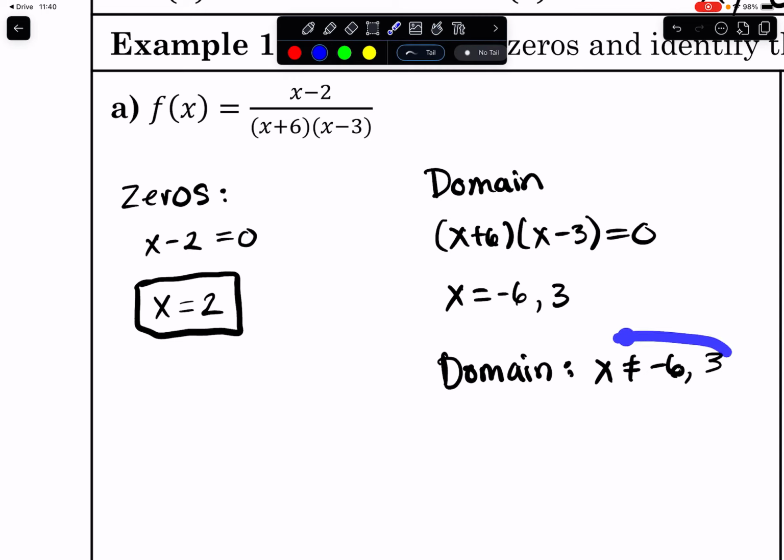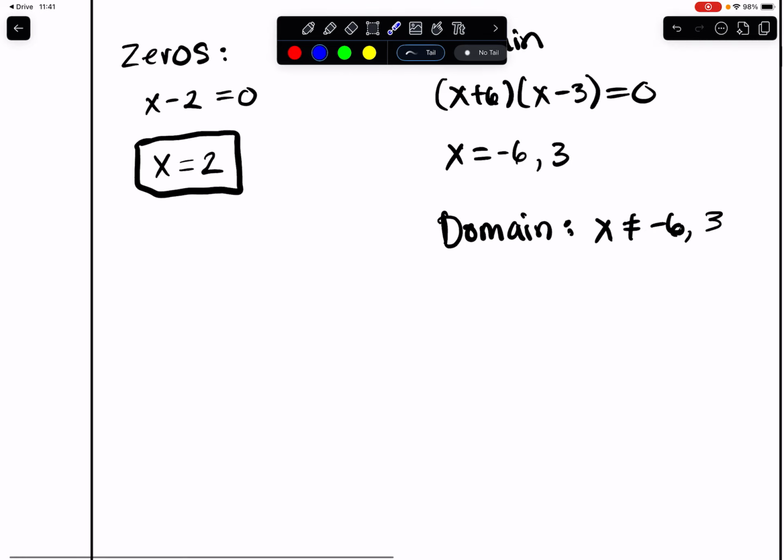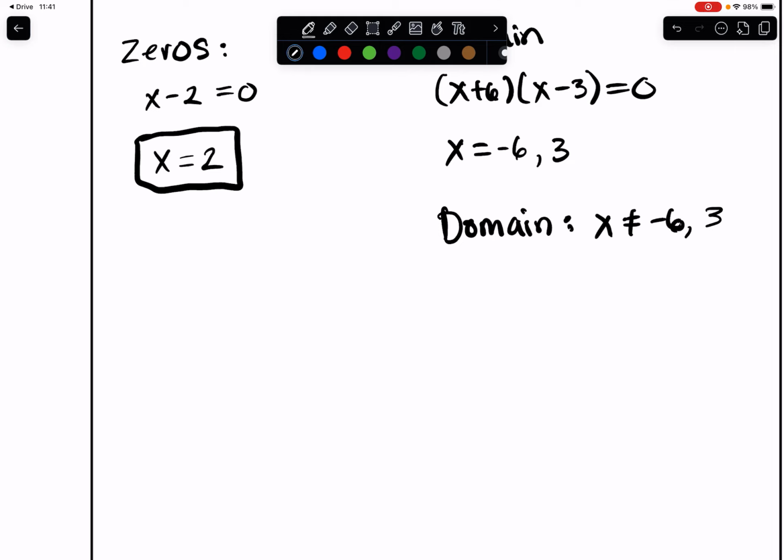Just to make sure that you understand this: when I say that x cannot equal these two values, it means that x could be any number that I want. I can plug in any number that I want except for those two numbers, because as soon as I plug in either of those two numbers, the function doesn't have a value. We have no y value for this equation.